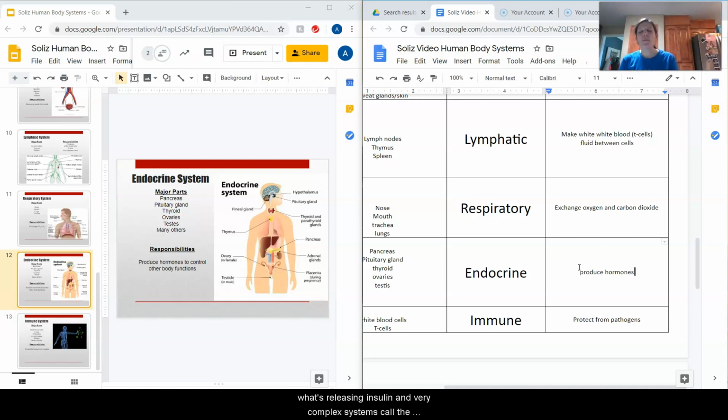It's a very complex system. It's called a feedback system. It's very complex to understand. You'll learn about it in AP biology. But that's what makes the endocrine system so hard. But again, glands and hormones are going to be the key.